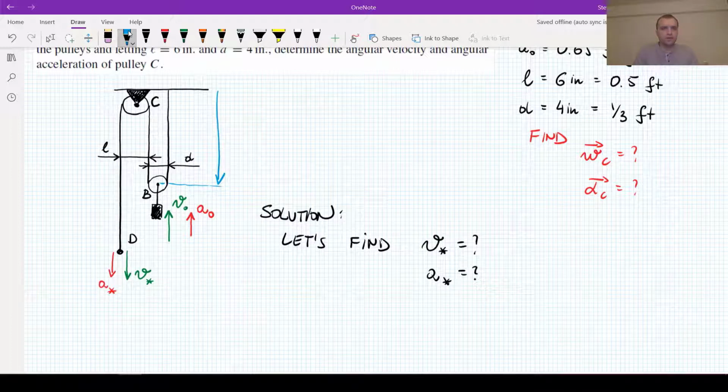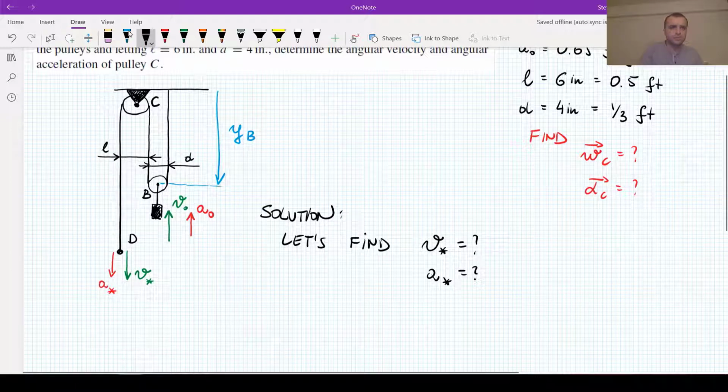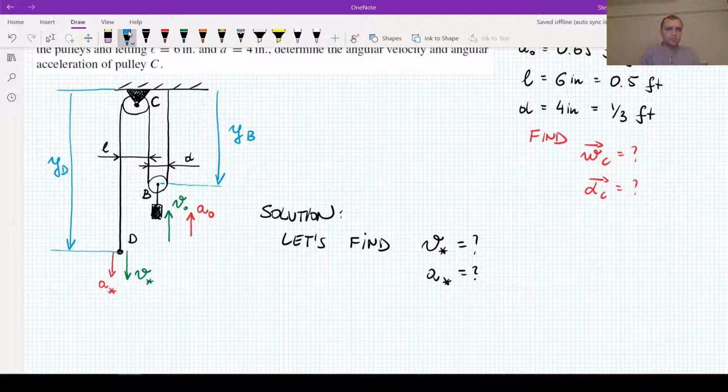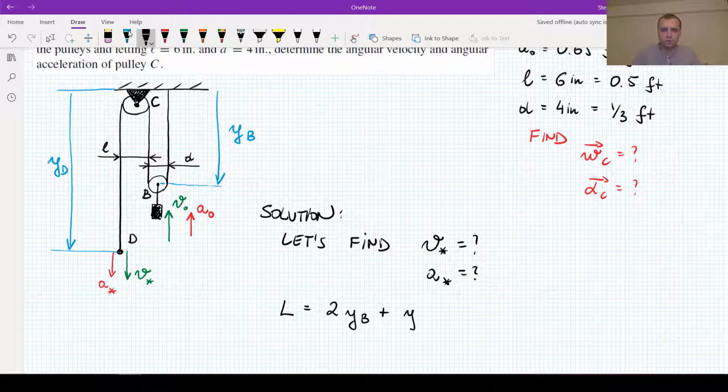I would like to define this elevation. This will be YB. And also I would like to define this elevation. This will be YD. You can clearly see that our rope that is inextensible consists of two YBs and one YD. Okay, we are at the length level.